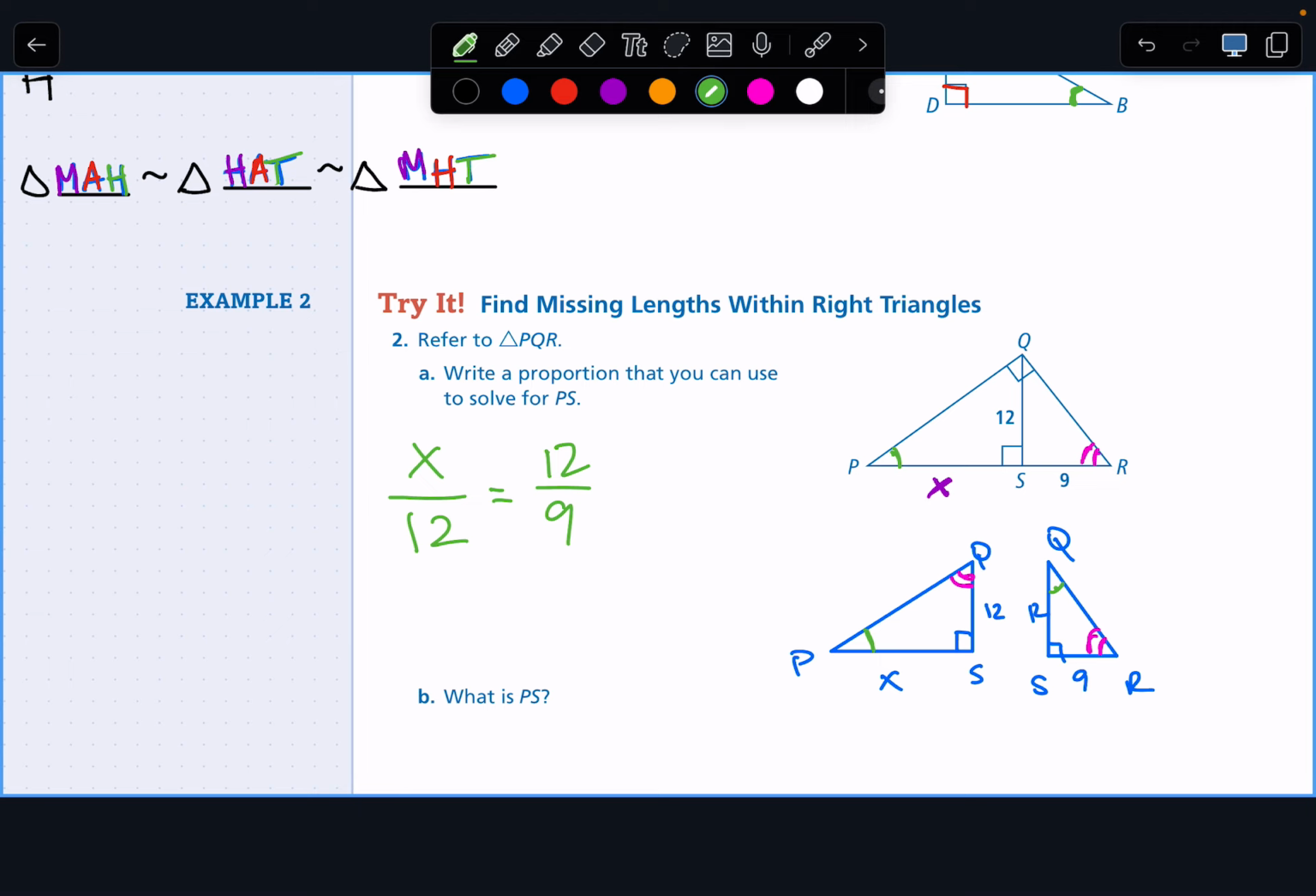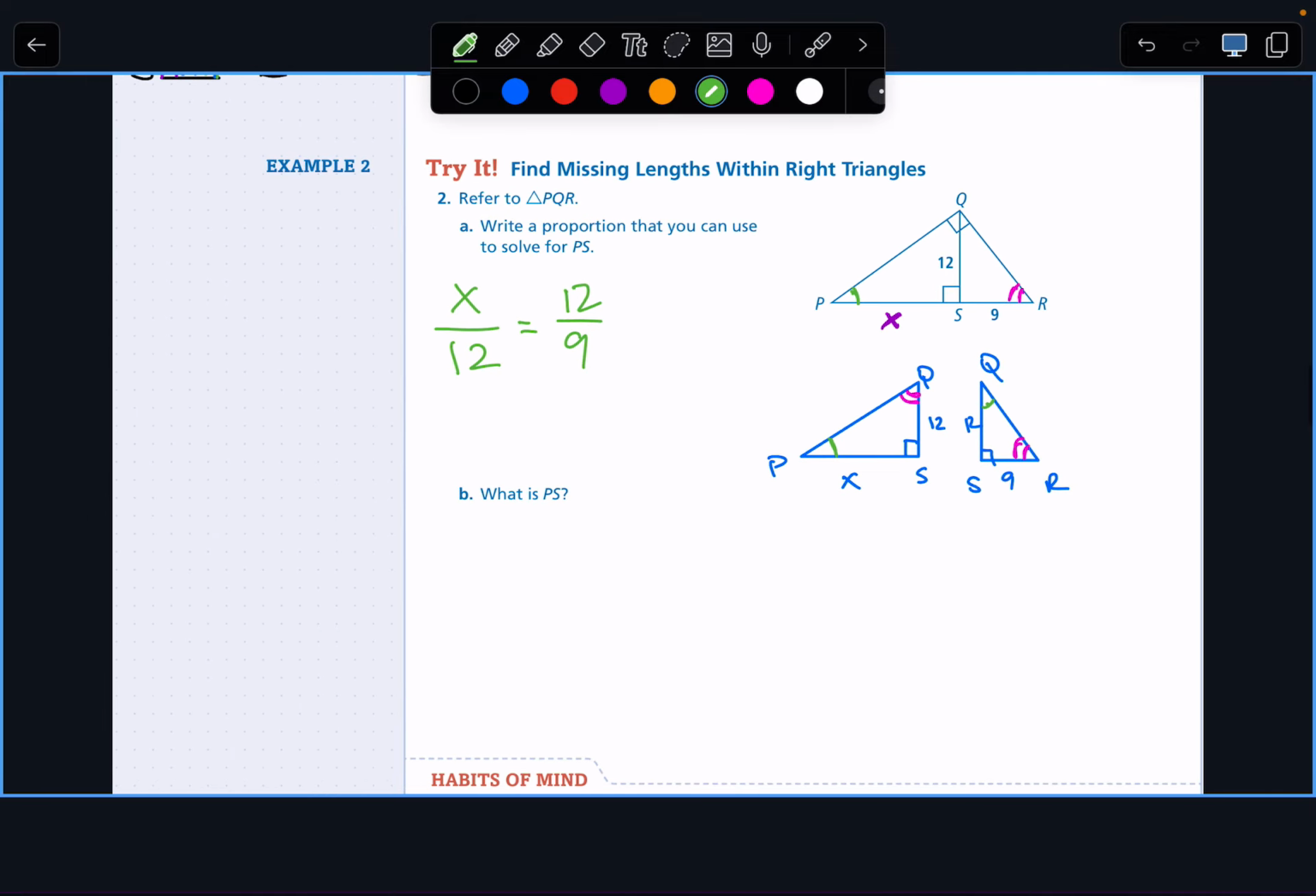So if two triangles are similar, then that means their sides are proportional, right? Like their fractions are all the same. That's how you've been testing side, side, side. You look at the fraction, you look at the fraction, you look at the fraction. So here, my two ratios are the same, okay? So can we solve?